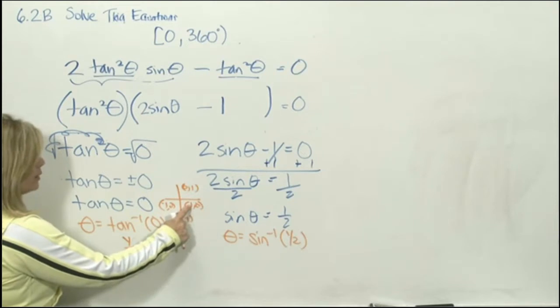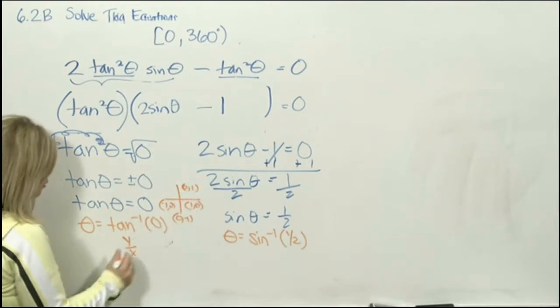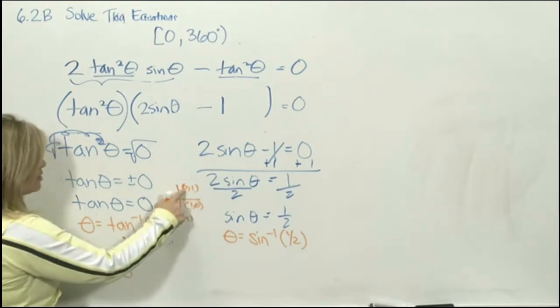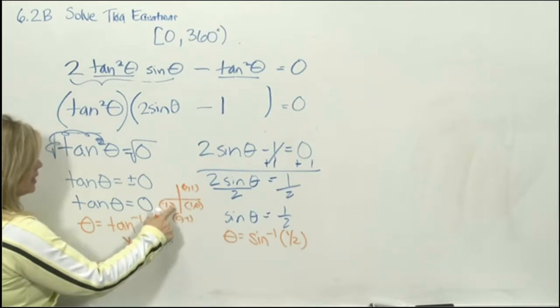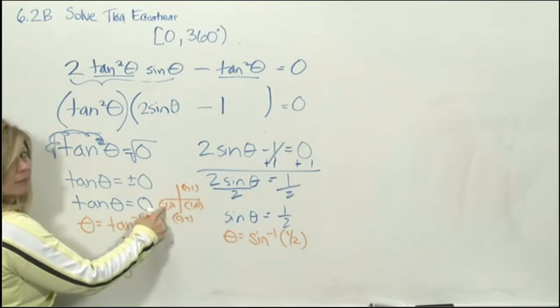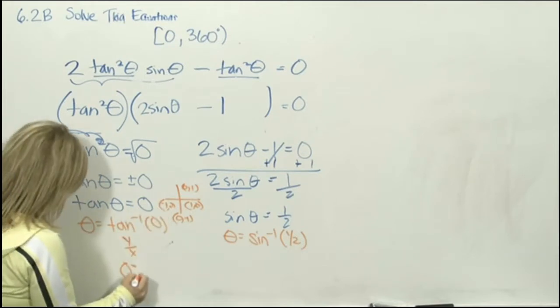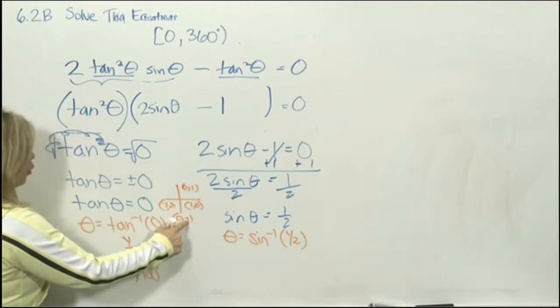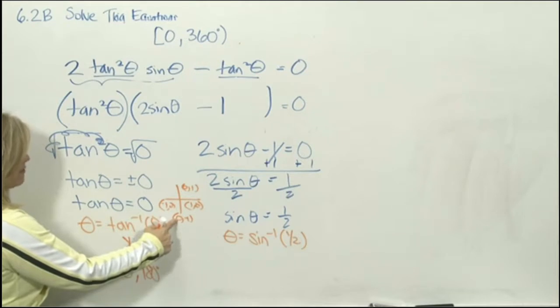0 divided by 1. Hey, that's 0. So 0 degrees would be an answer. 1 divided by 0. That's undefined. 0 divided by -1. That would still be 0. So 180 is an answer. -1 divided by 0 is undefined.